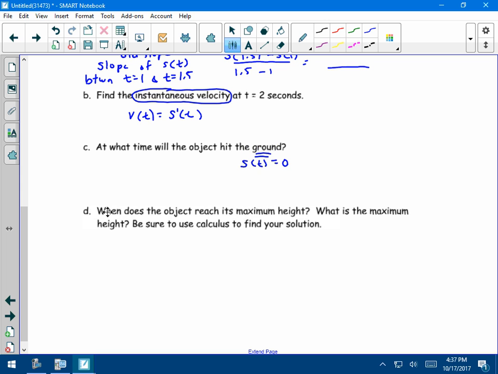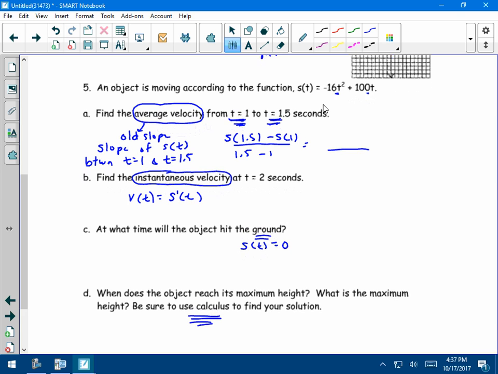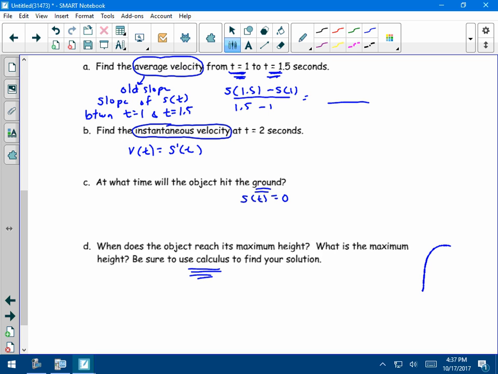And then D. D is a little different. When does the object reach its maximum height? What is the maximum height? Use calculus to find your solution. This describes the height of this object. What type of equation would that look like? It's a parabola that's negative. So it's going to look something like this.